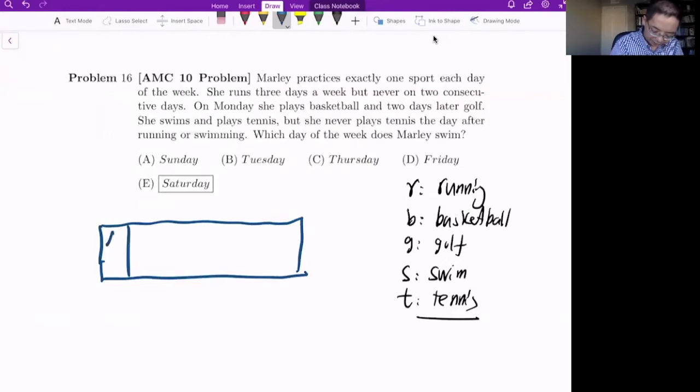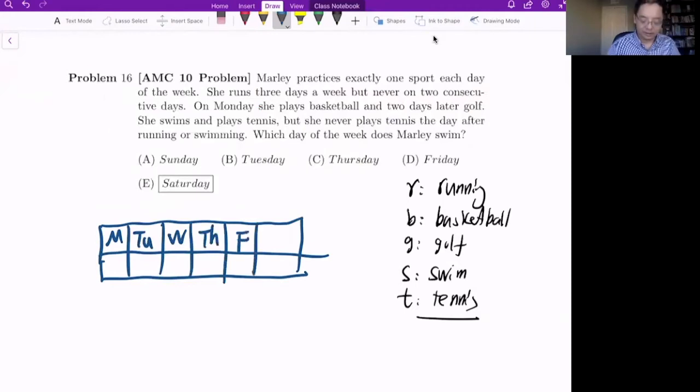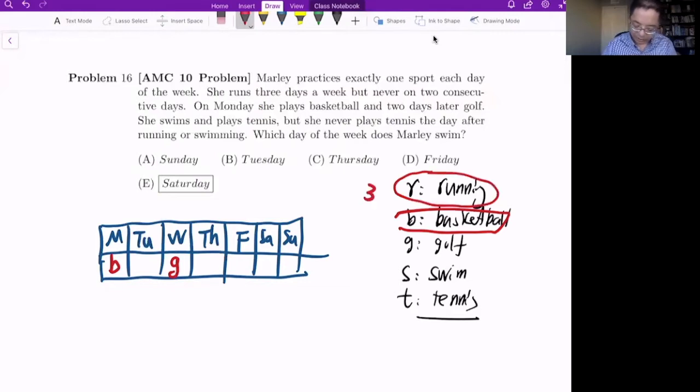Right, so we have Monday, and then Tuesday, Wednesday, Thursday, Friday, and Saturday, and then Sunday. First we know that on Sunday she plays basketball, so this is B, basketball. And then 2 days later she plays golf, so Wednesday is golf. Now for running, there are 3 runnings, so 3 days of running.